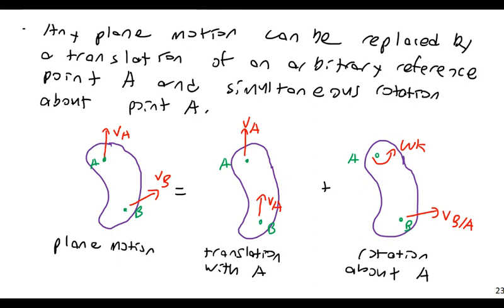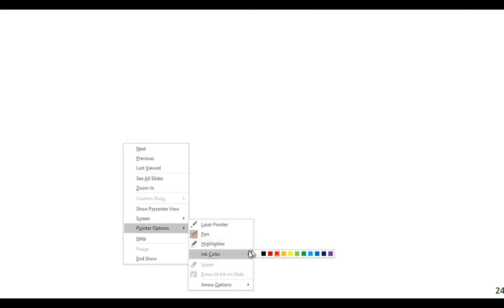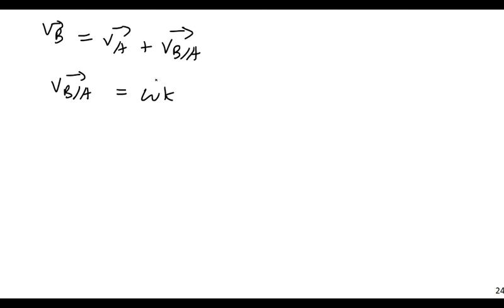So just a basic conceptual topic. Here, I could again say that VB, working through some equations for this system, is equal to VA plus V of B with respect to A, and V of B with respect to A is equal to omega K crossed into R from A to B, B with respect to A.